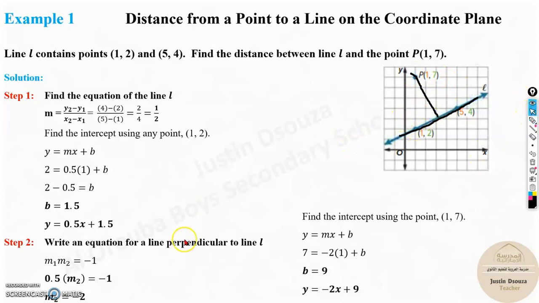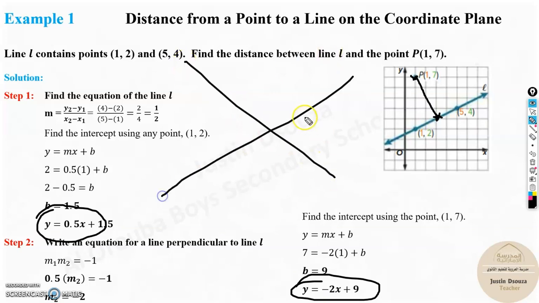So what else? We need to find the distance, isn't it? Distance. That means I need to know. So let me just draw that line. I need to know the distance from here to here. To find the distance, we have a simple distance formula. We have done this before. But before the distance formula, I need a point over here, the point of intersection. How will I find the point of intersection of this line and this line?